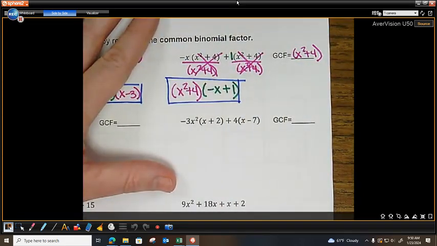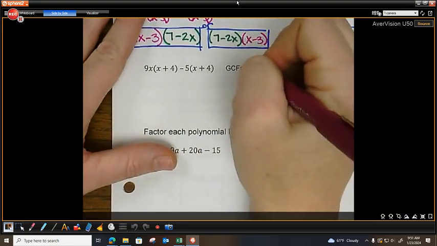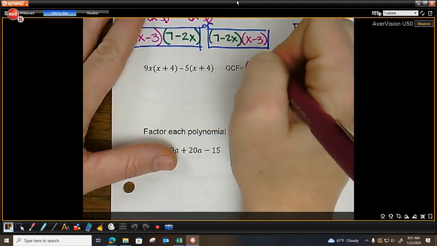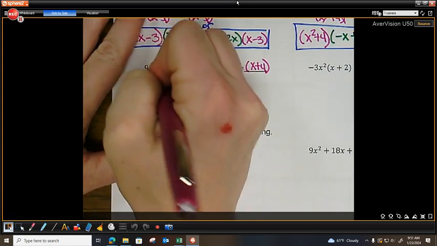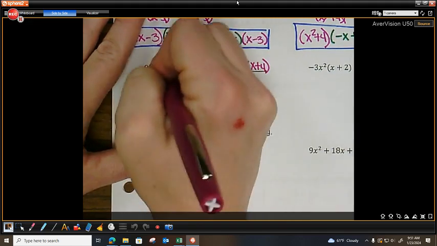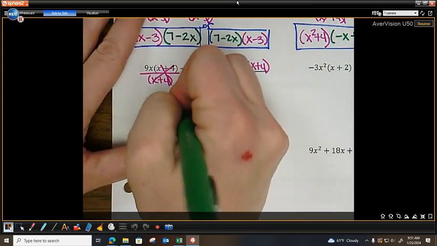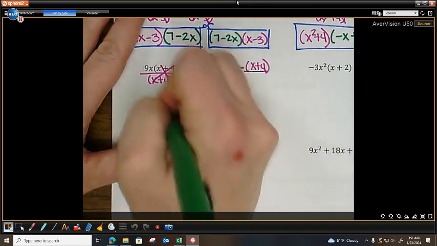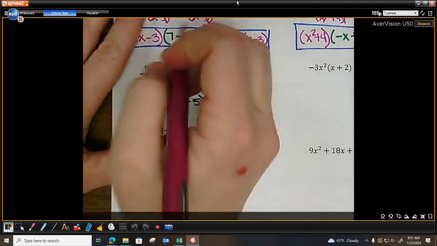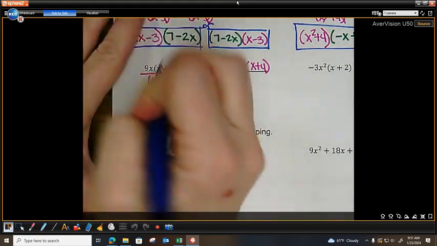Good? Do my parentheses match? So what's my GCF? Divide it out. Gone. Gone. What am I left with then? What needs to go around it? And what goes in front? Done.